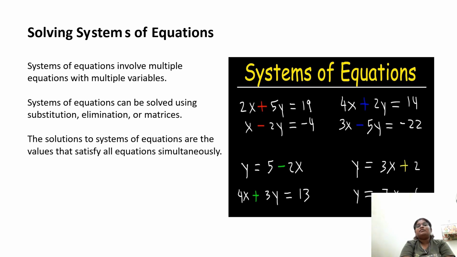Here is the example for a system of equations. 2x plus 5y is equal to 19, x minus 2y is equal to minus 4. Hence y is equal to 5 minus 2x. 4x plus 3y is equal to 13. 4x plus 2y is equal to 14. 3x minus 5 is equal to minus 22. Hence y is equal to 3x plus 2 and y is equal to 7x plus 6.